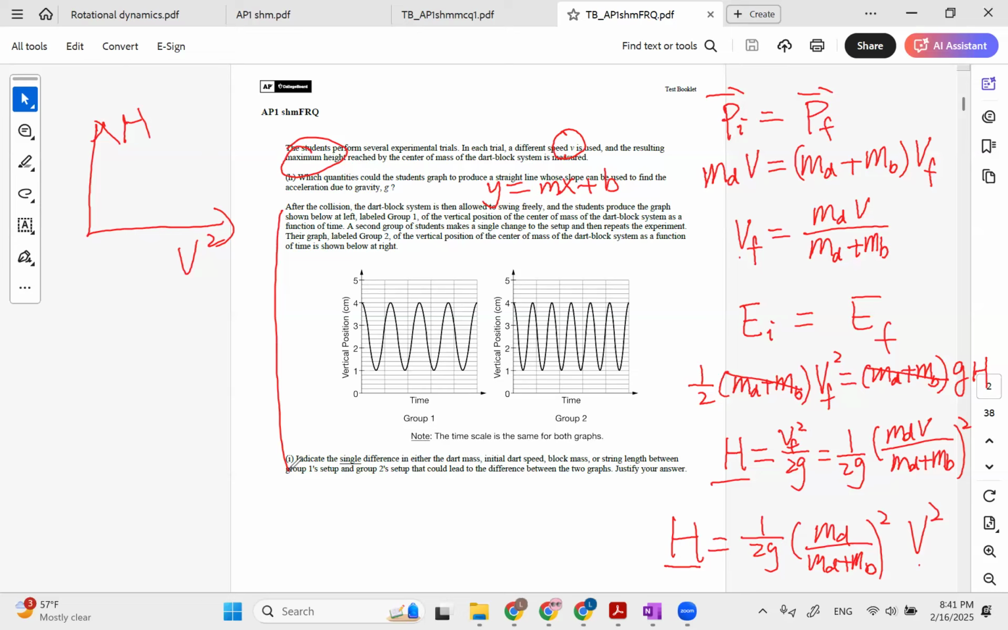After the collision, the dart block system is then allowed to swing freely, and the student produces the graph shown below at left labeled group 1 of the vertical position at the center of mass of the dart block system as a function of time. A second group of students makes a single change to the setup and then repeats the experiment. The graph labeled group 2 of the vertical position at the center of mass of the dart block system as a function of time is shown below at right. Indicate the single difference in either the dart mass, initial dart speed, block mass, or string length between group 1 setup and group 2 setup that could lead to the difference between the graphs.